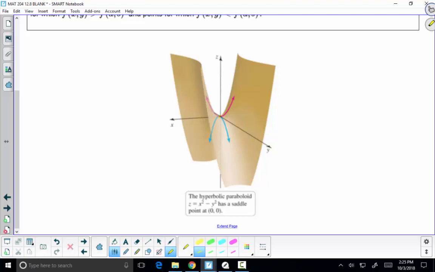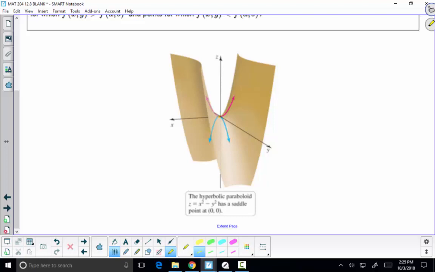Like if you have the monkey saddle, the monkey saddle has three dips instead of just two, because the monkey needs a place to put its tail. So there's the feet and the tail for the monkey saddle. So it's got 3 dips instead of just 2.